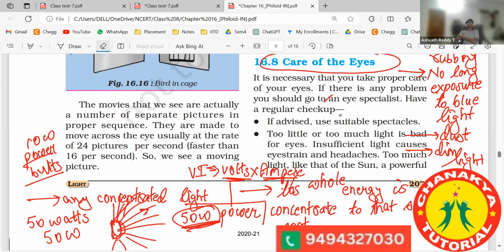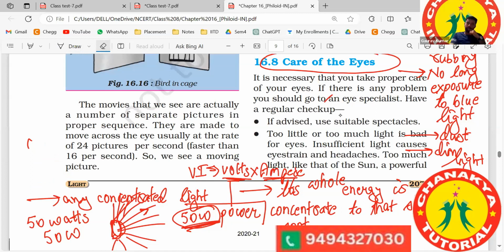Now what happens here is that this headlight is emitting light. Since this headlight is rated as 50 watt power, it will emit light which has 50 watt power, and this power is distributed in every direction. Likewise, I take a single laser light.